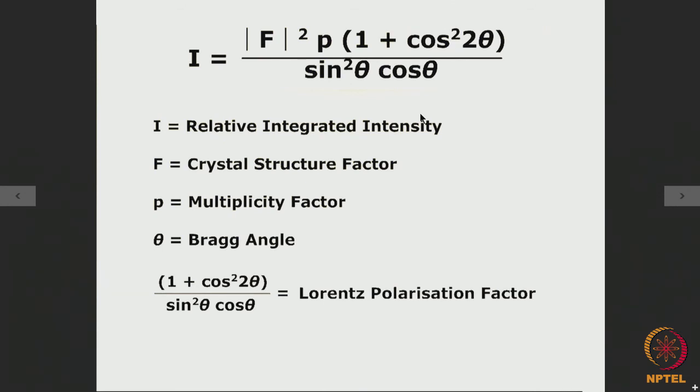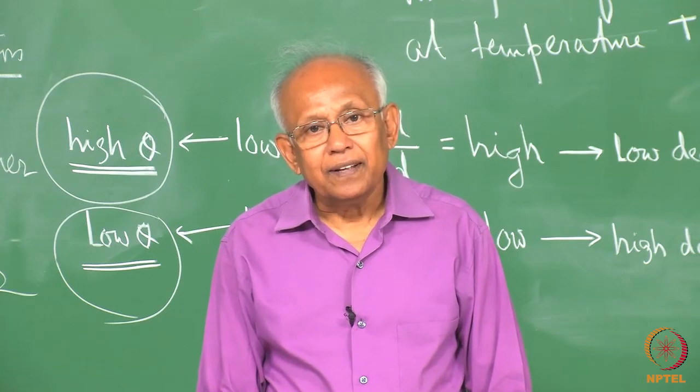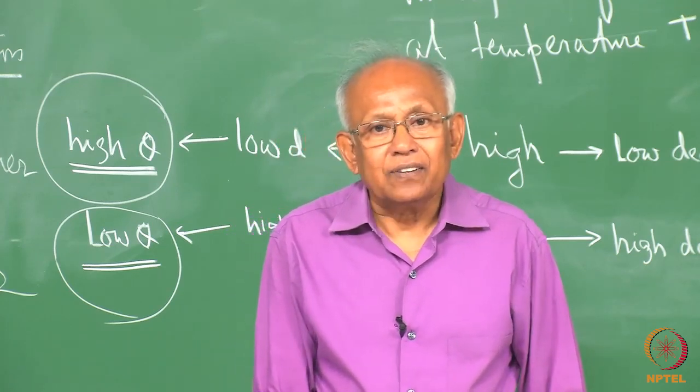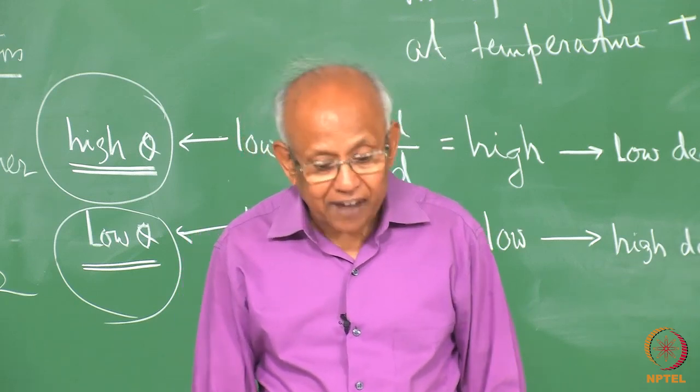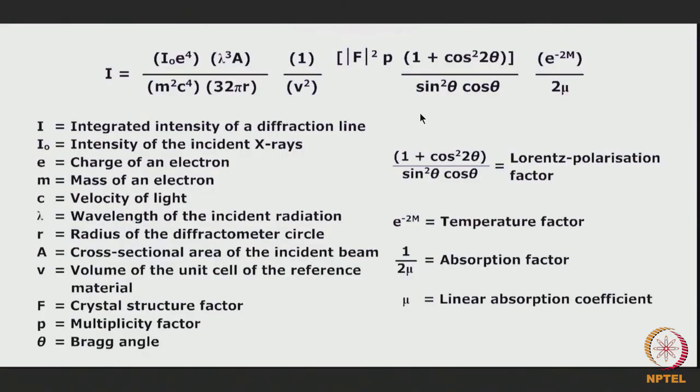Now, things are complicated in case of the relative intensity of diffraction lines as we find in case of a diffractometer. So, here the expression is I, the relative integrated intensity, equal to I0 e to the power 4 lambda cube A m square divided by m square c4 into 32 pi r, whole thing times 1 by v square, and f square p (1 plus cosine square 2 theta) by (sine square theta cosine theta) e to the power minus 2M and 2 mu.